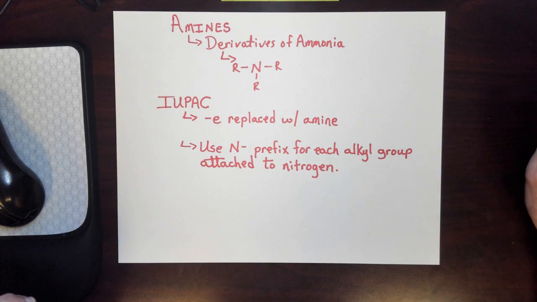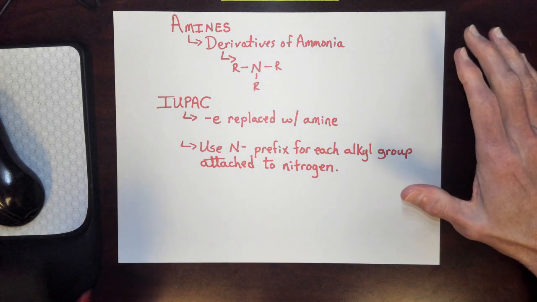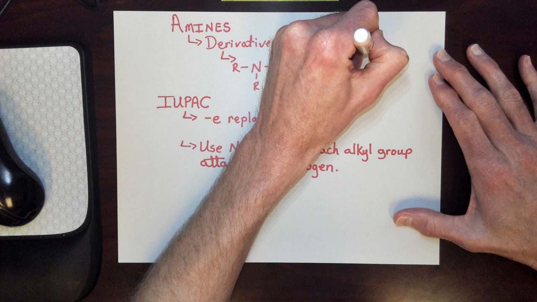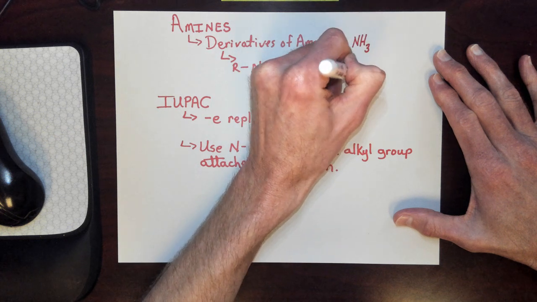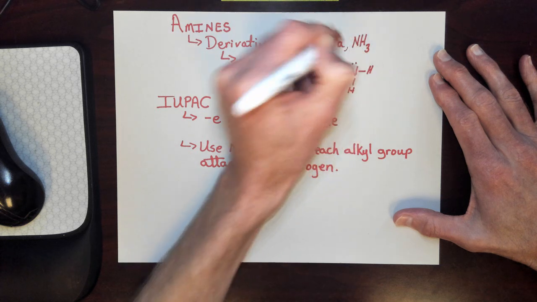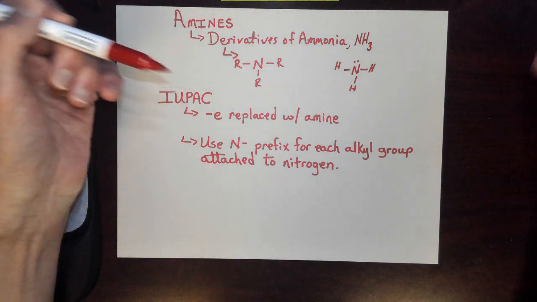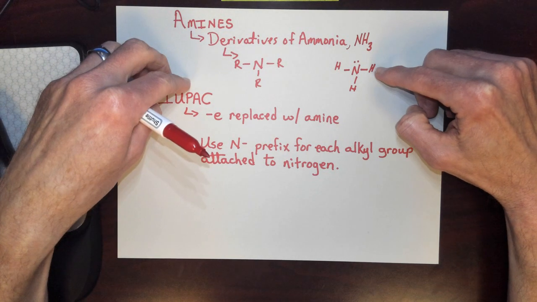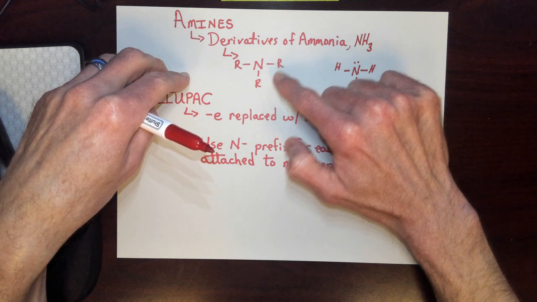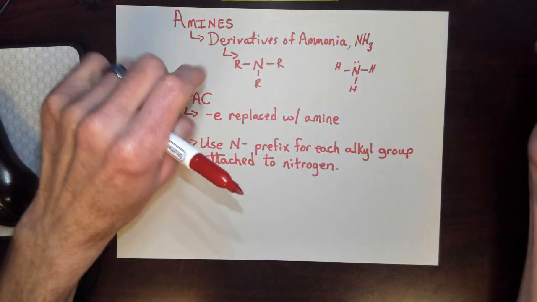Let's begin looking at amines. Amines are a group of compounds that are considered derivatives of ammonia. And remember that ammonia is NH3. And an amine is when one or more of those hydrogens are replaced with alkyl or aromatic groups. So these hydrogens can be replaced by various R groups, various alkyl groups or aromatic groups. They may be the same, they may be different.